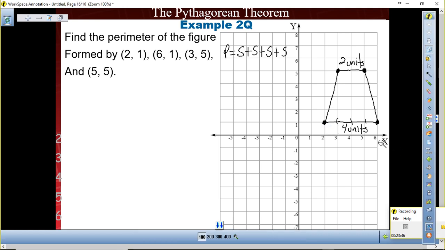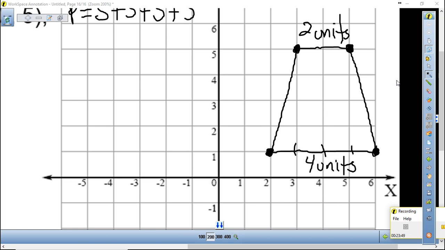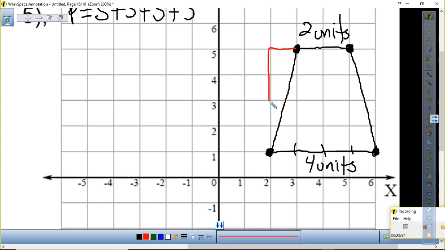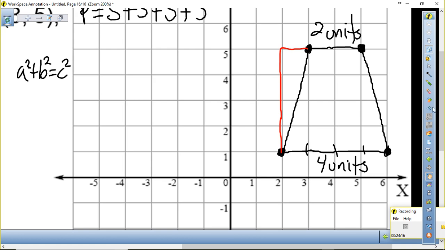Let me zoom in. So how could we figure that out? Actually, two. Look up. Does everybody see that? Yeah. Do you know what to do from there? Yes. What is our process? A squared plus B squared equals C squared. What do I do next, Nate? The side is 4 units.